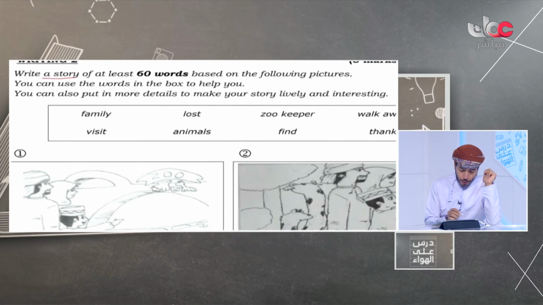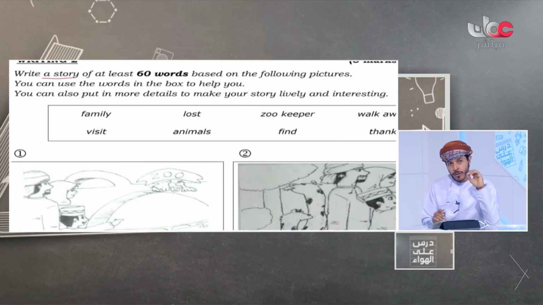So the question says, or the instructions, you can use the words in the box, which means these words. You can also put in more details to make your story lively and interesting. This is one way of writing stories.